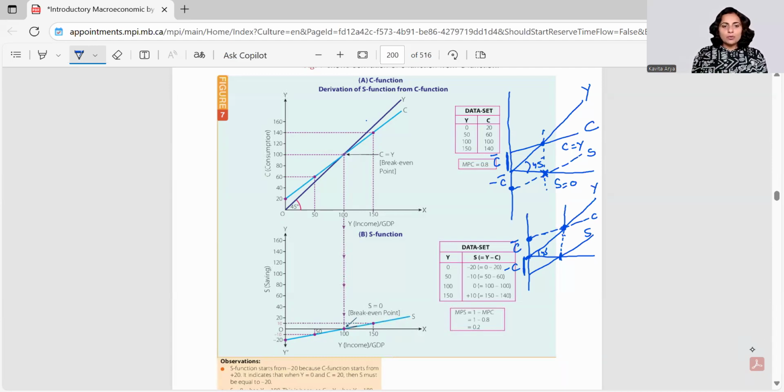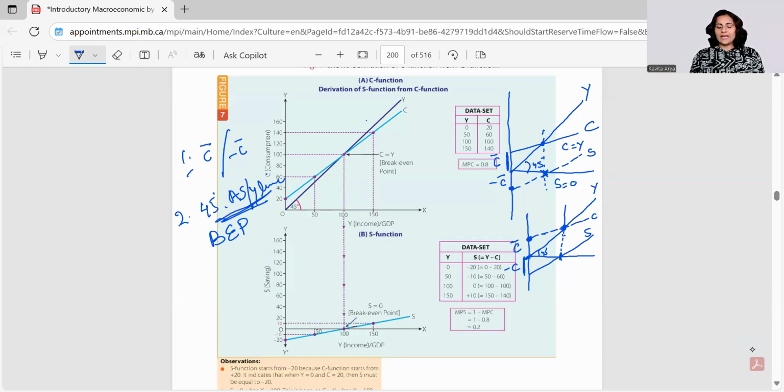What are the two most vital components? One, we need to have C bar or minus C bar in both cases. And second, we need to make the 45-degree AS or Y line. So it means we make use of the concept of the break-even point. And that's how we proceed.